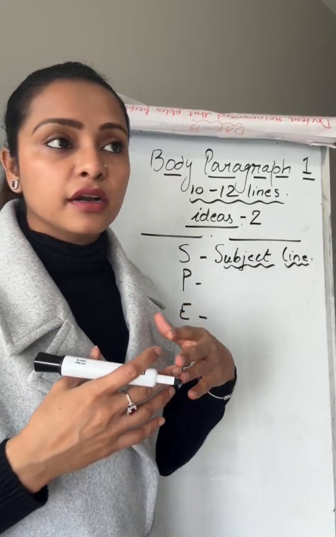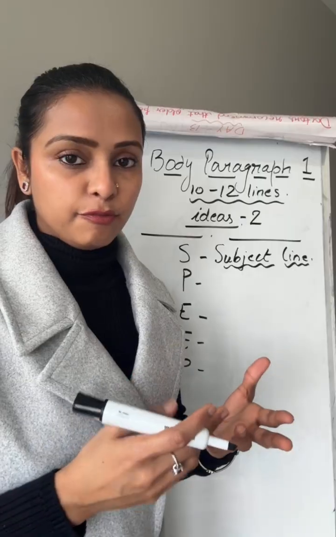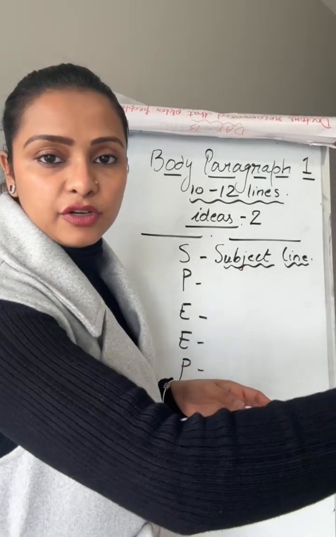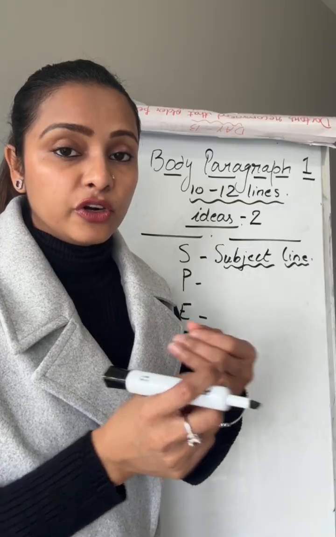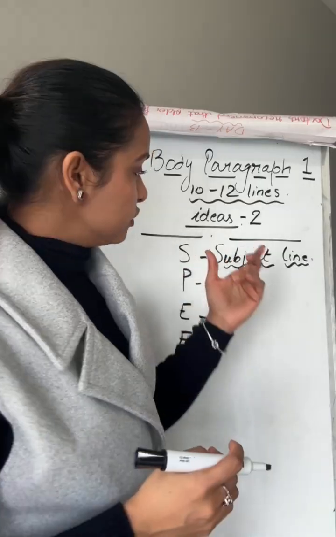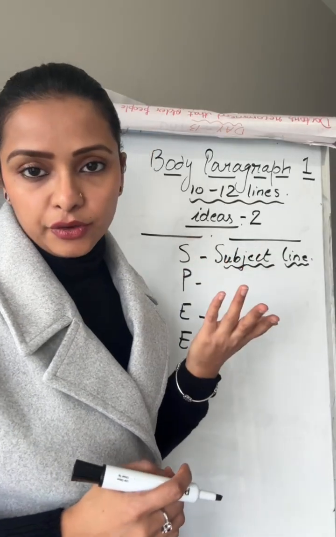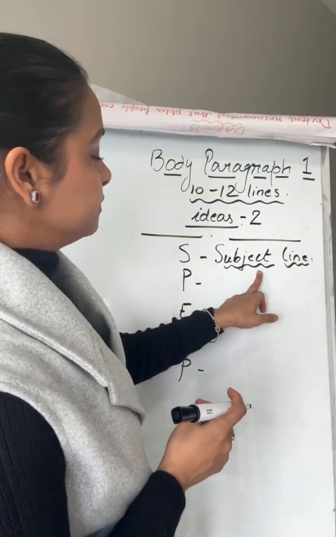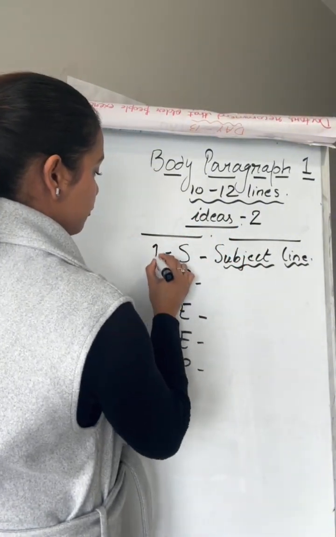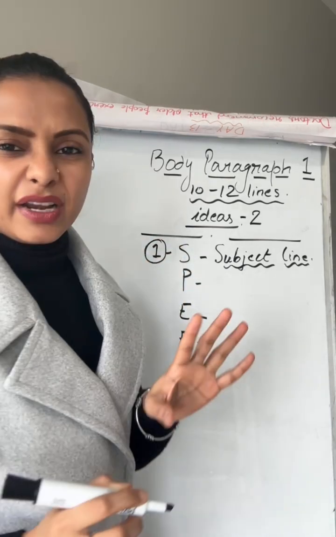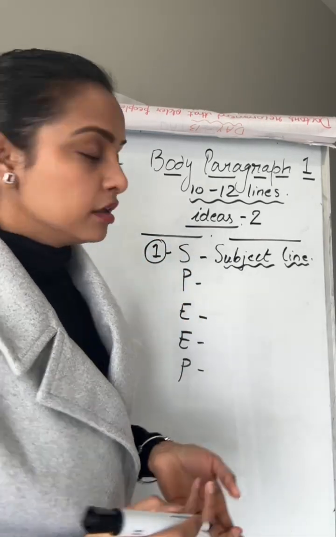We will not start our body paragraph by writing the main idea first in the first line. You have to first of all tell the examiner what you are going to write in this paragraph. That is called the subject. I'll tell you how you have to write it. Now, the subject line is just one sentence, one line or 1.5 lines.